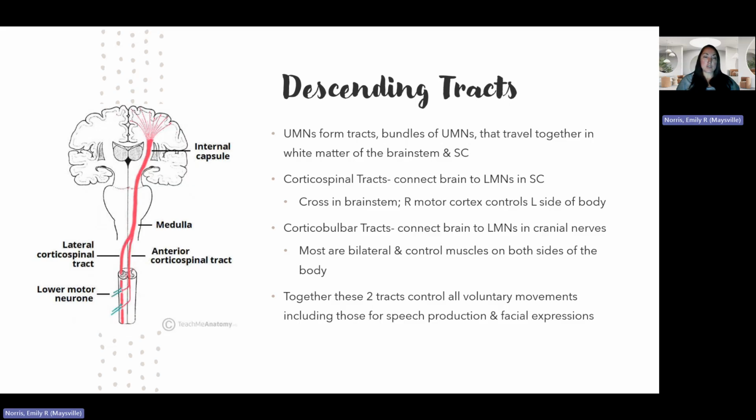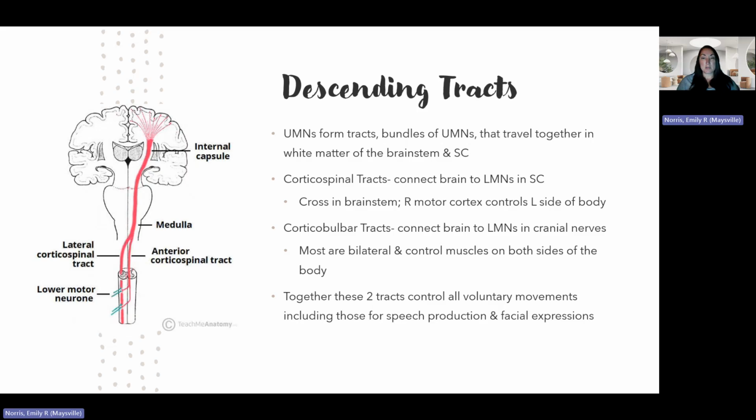The corticospinal tract connects the brain to the lower motor neurons in the spinal cord. It crosses in the brainstem. The right motor cortex controls the left side of the body. Then the corticobulbar tract connects the brain to the lower motor neurons in the cranial nerves. So most are bilateral and control muscles on both sides of the body. Together, these two tracts control all the voluntary movements of the body, including speech, including facial expression. All of these are controlled by one of these two tracts.